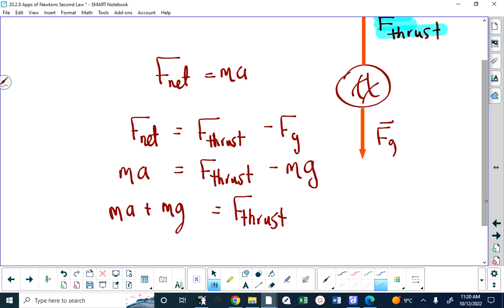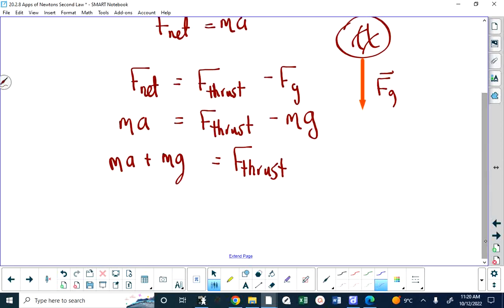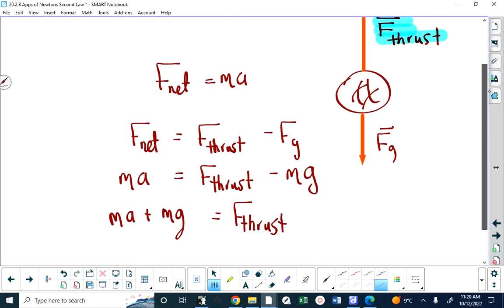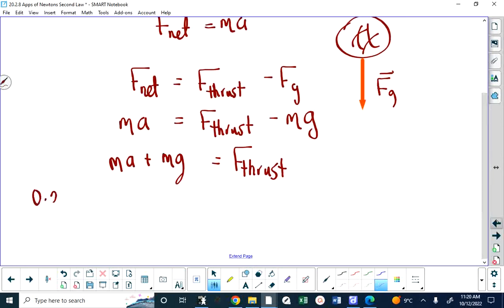Okay? And if this were a written response, I would be more interested in your ability to do this and explain what's going on rather than what you get for an answer. Although the answer is important, right? I'm writing it this way. Let's put in the information here. Let's see, 250, that's 0.25 kilograms, times the acceleration of 32.4. Was it 32.4? Thank you. Plus 0.25 kilograms times 9.81.